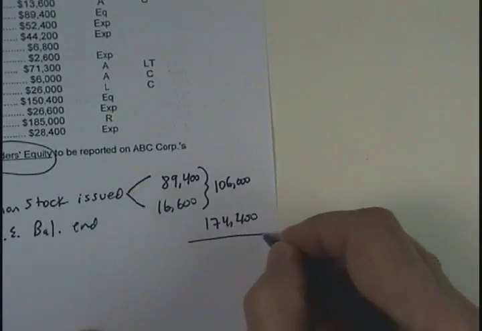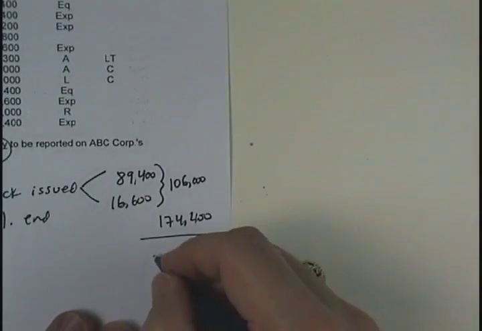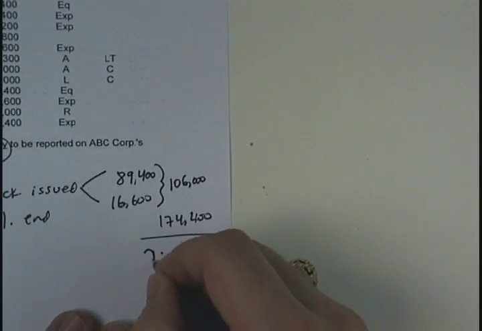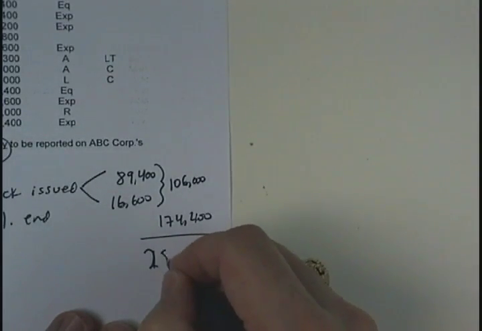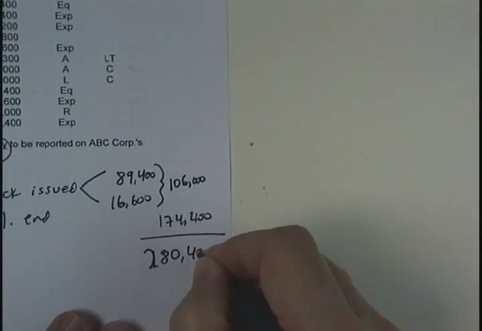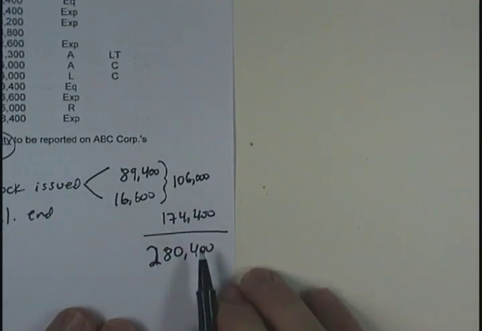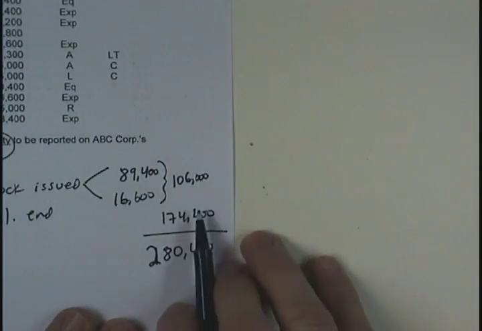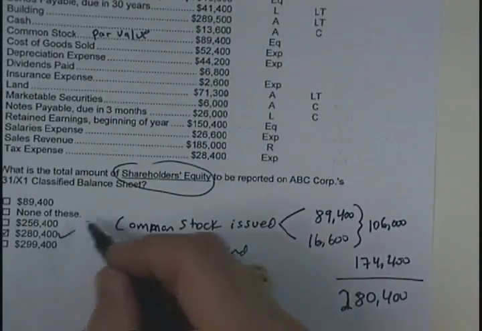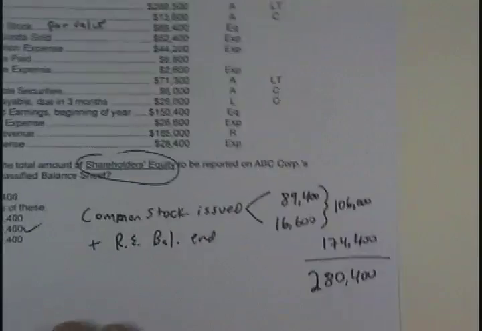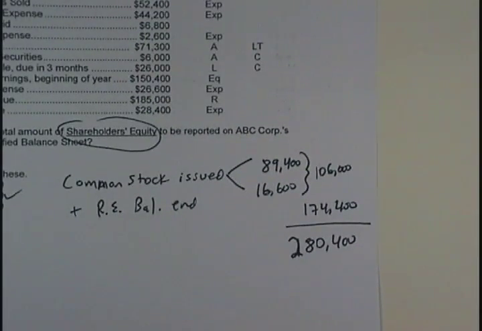So the equity at the end of the year would be the sum of those two, $280,400. The amount of stock issued plus the amount of the earnings that have been retained. $280,400 is the total shareholders' equity.